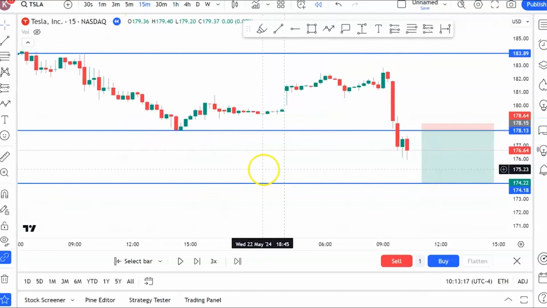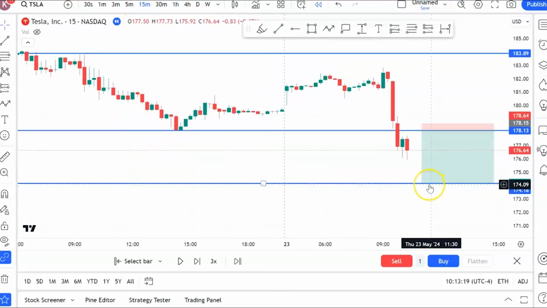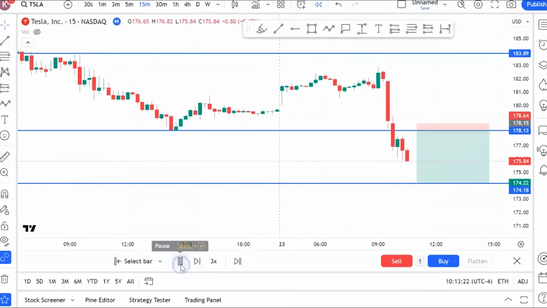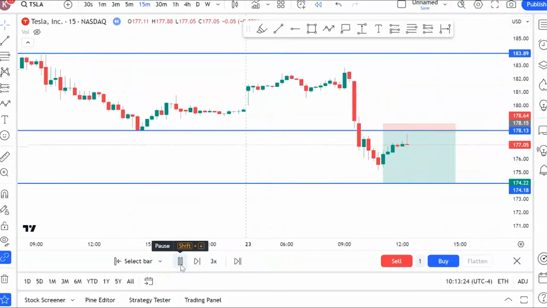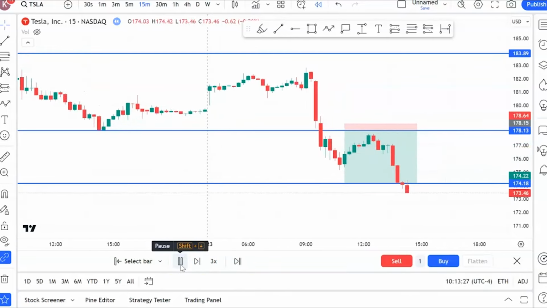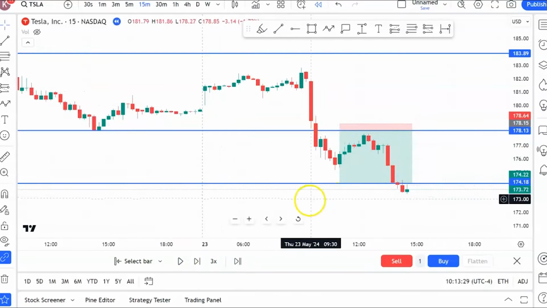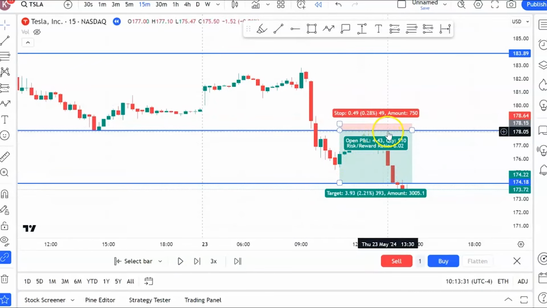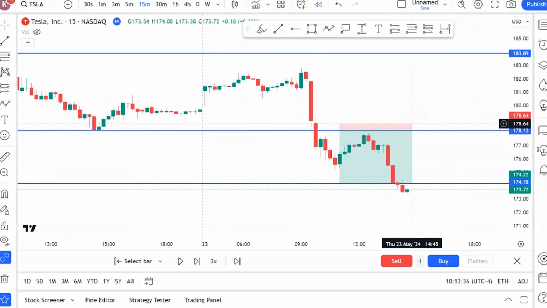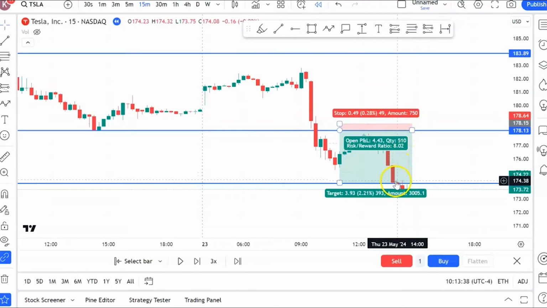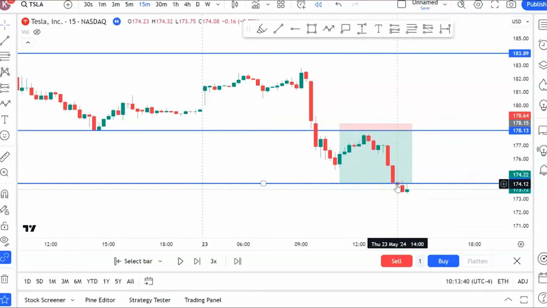So I'm just going to go back to the 15-minute and see if we actually hit this new target that I set. Boom. It never broke this line again, and it actually never went to hit our stop loss, and it went and hit our target price. So this is a really nice clean trade that you could have taken, and it's a pretty simple setup, right?